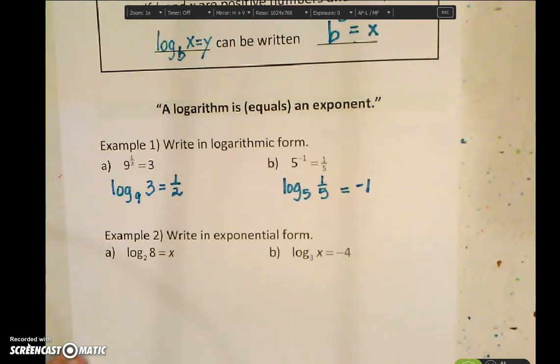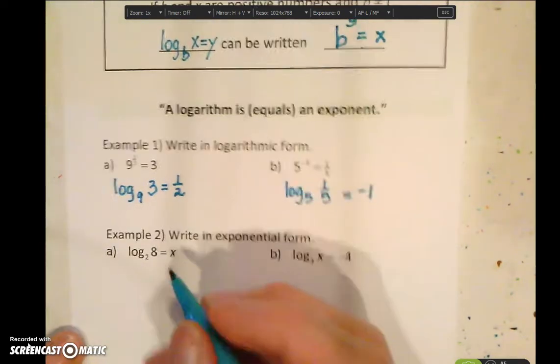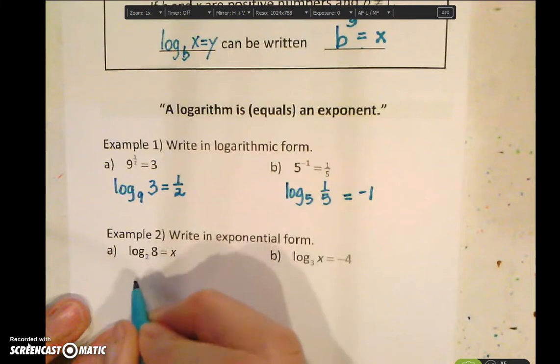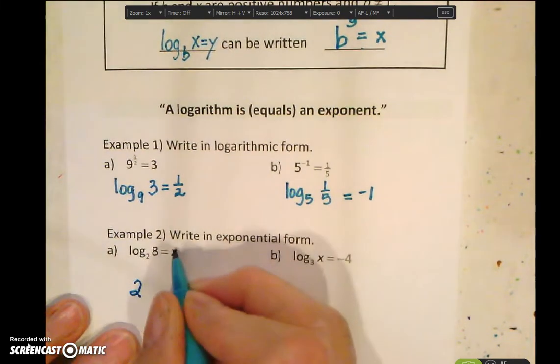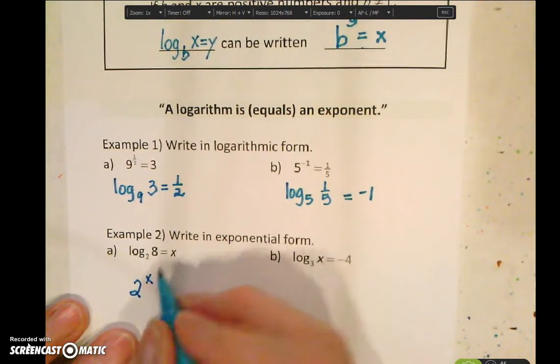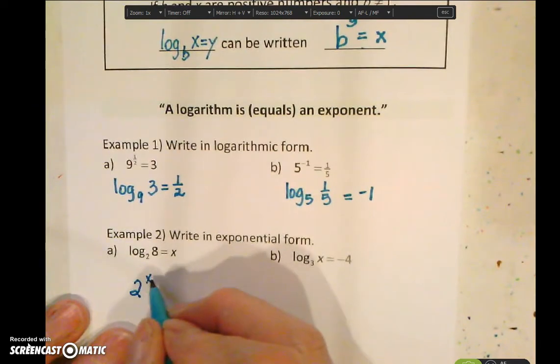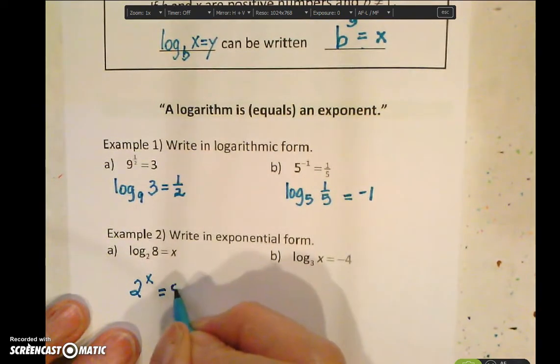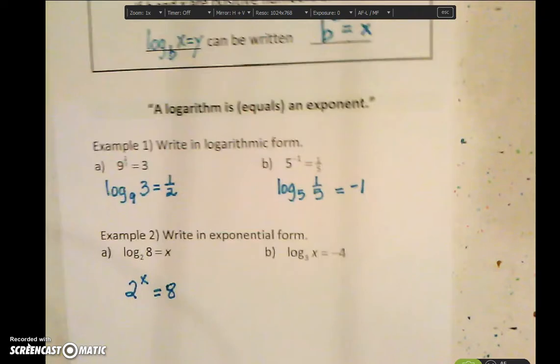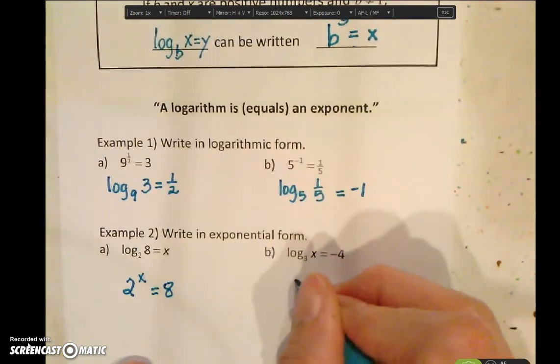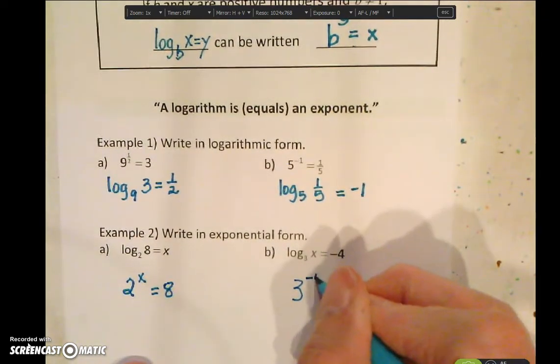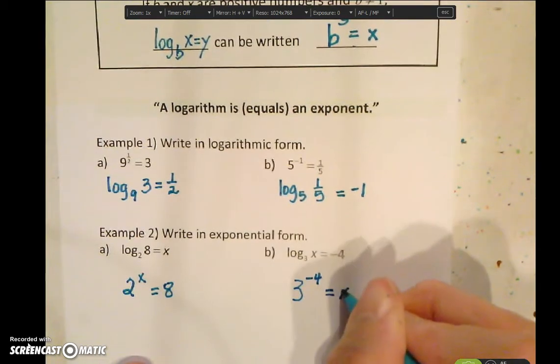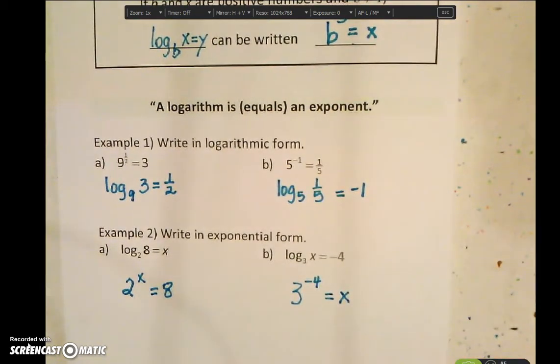Example 2, write in exponential form. This time I'm going to take the base, which is 2. X is my exponent, so remember, it's the exponent. This is my exponent, is equal to 8. And for the next one, the base is 3. The exponent is -4, is equal to x.